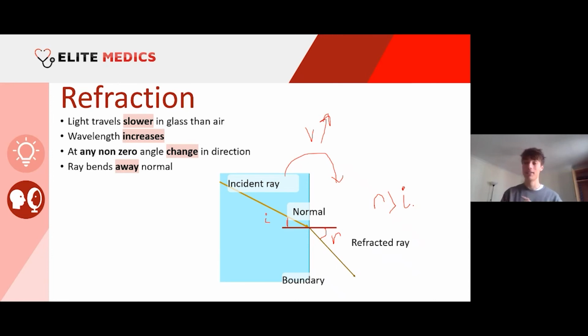So it's all linked to speed. If speed increases, wavelength increases, angle increases. If speed decreases, wavelength decreases and the angle decreases. So it's all linked to speed, and speed is linked to density. If the density increases, then speed decreases. So there's this inverse relation between density and speed.